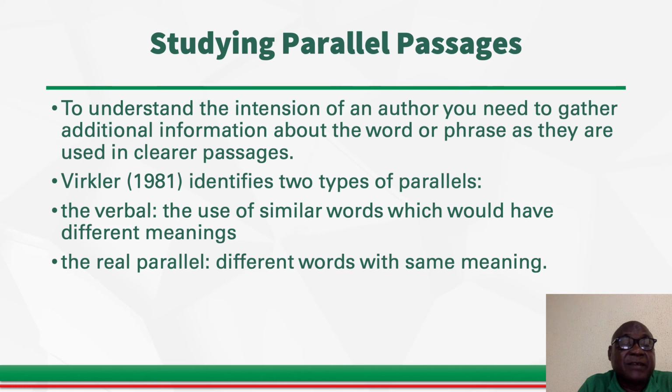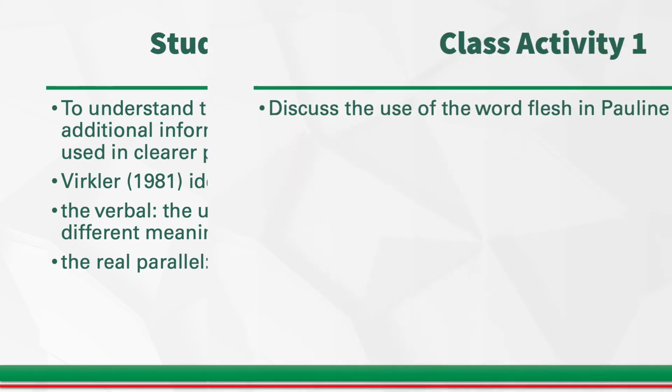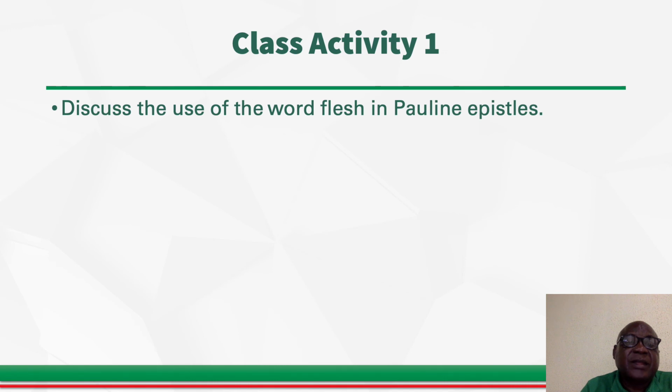Now, Brickler identified 2 types of parallel: the verbal parallel, which is the use of similar words which could have different meanings, and the real parallel, which is the use of different words with the same meaning. Now, I want you to take this activity. As you are listening to this video, you can take a pause and look at the use of the word flesh in the Pauline epistles only.